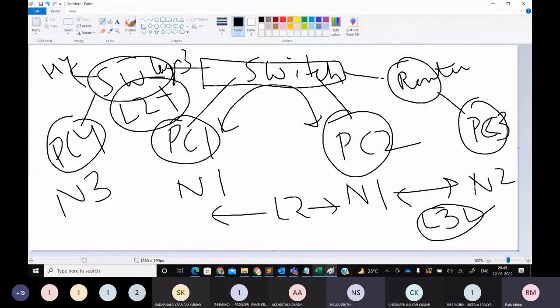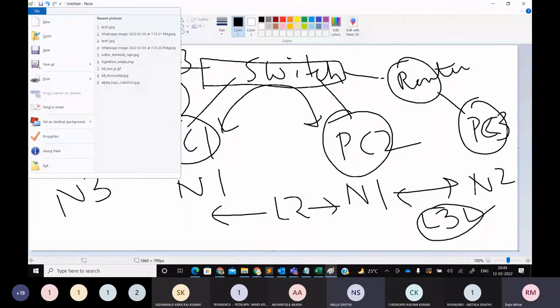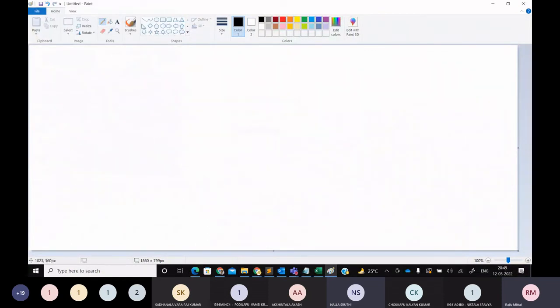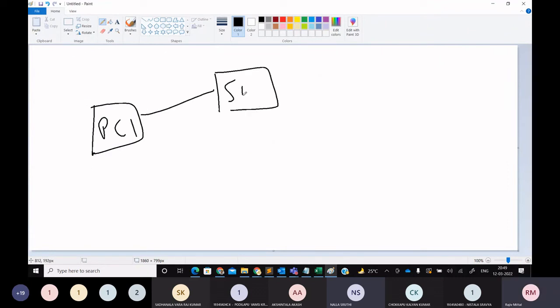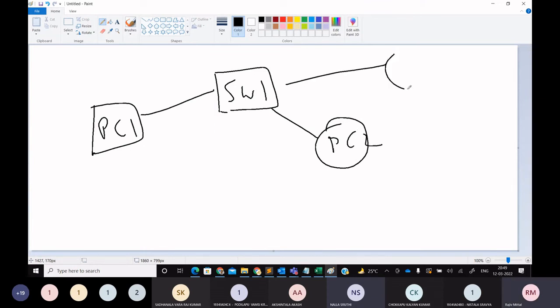Yes, sir. Okay, so let's give one exercise for you. This is PC1, connected with switch 1, connected with PC2. This is connected with the router and then PC3.